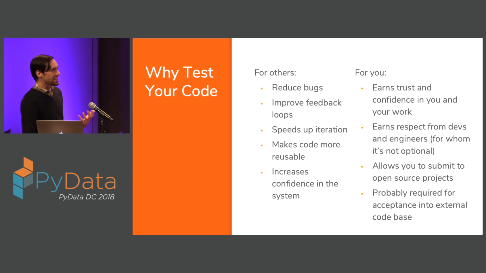So when we talk about testing our code, there's lots of reasons why we can test our code. For other people, the people who are going to be seeing your code or your work, the output that you produce, having tested code is nice because it's going to reduce your bugs. It's going to improve feedback loops, so it's going to make it easier for you to see things that you'd like to improve. It's going to speed up iteration, make your code more reusable, and it's going to increase other people's confidence in the system that you've built.